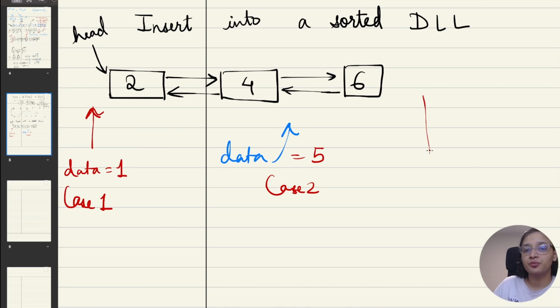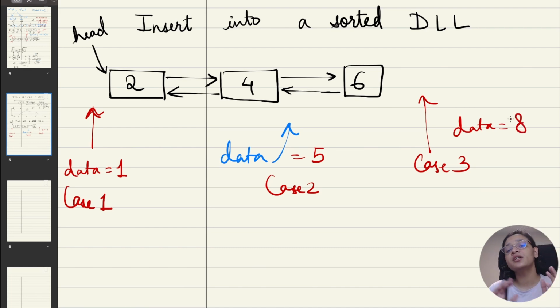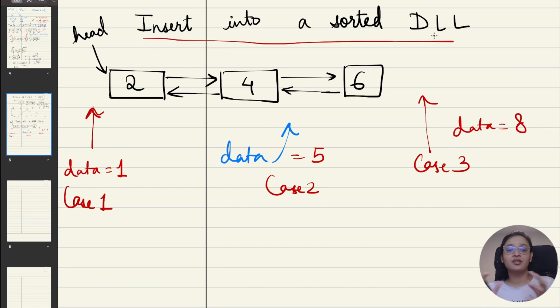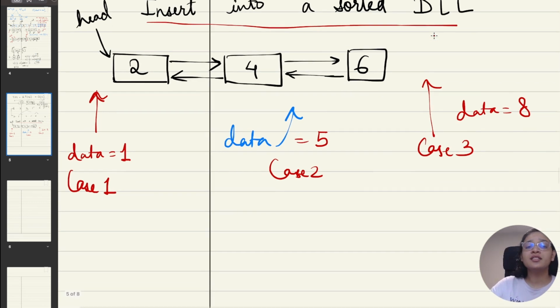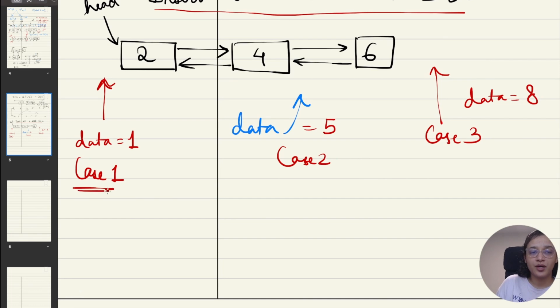And the last case, as you must have guessed, is case 3, where you would be inserting data at the end of the linked list. For example, if I give data equal to 8, that needs to be inserted after 6 in order to maintain the sorted order of the double linked list. So we have divided this problem into 3 cases. There are 3 different scenarios possible when you're inserting the data. Based on which case you're trying to solve, your pointer manipulations are going to slightly change. So let's start with the easiest one, which is case 1.